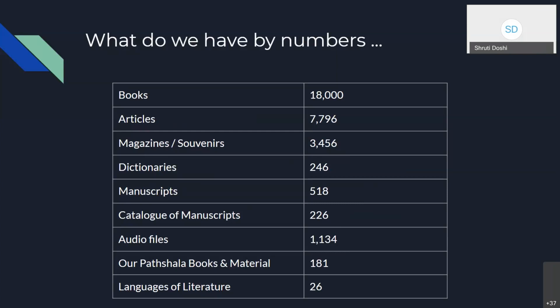This literature and these scriptures are mostly in English, Hindi, Gujarati, Prakrit and Sanskrit. But we also have literature in about 26 different languages, like Italian, Portuguese, Kannada, and more. So you might be able to find some of the literature you're looking for in a different language as well.